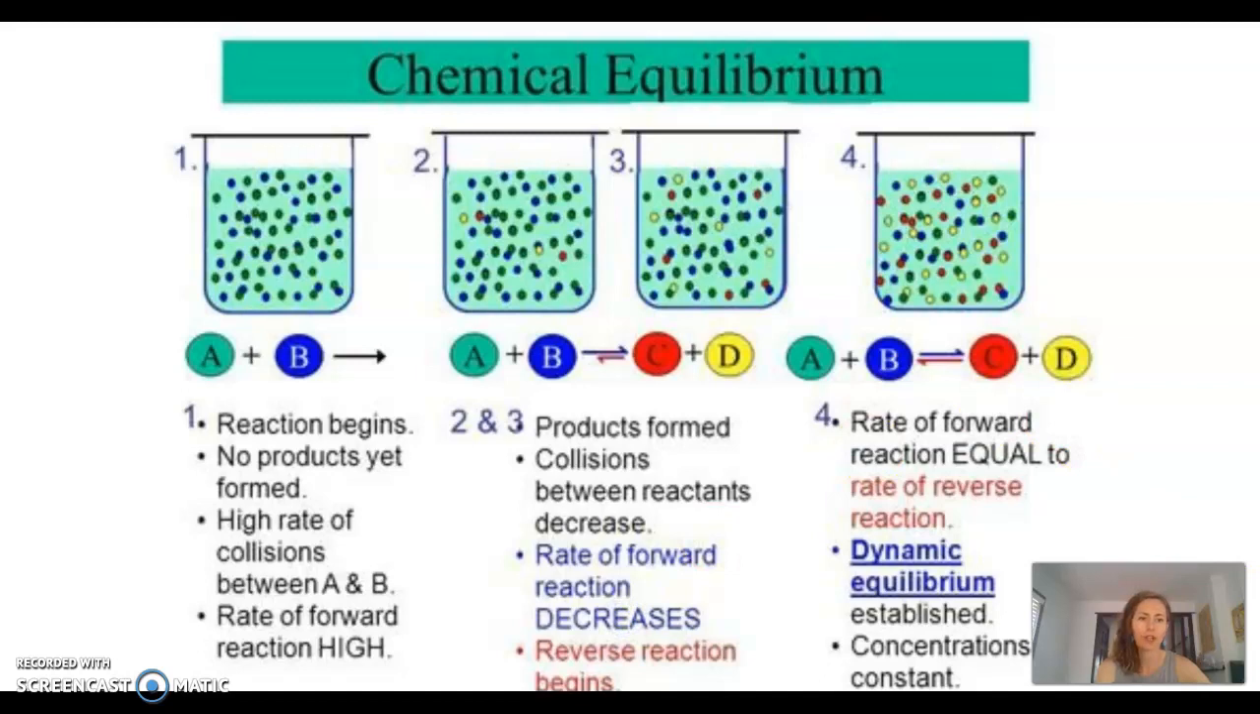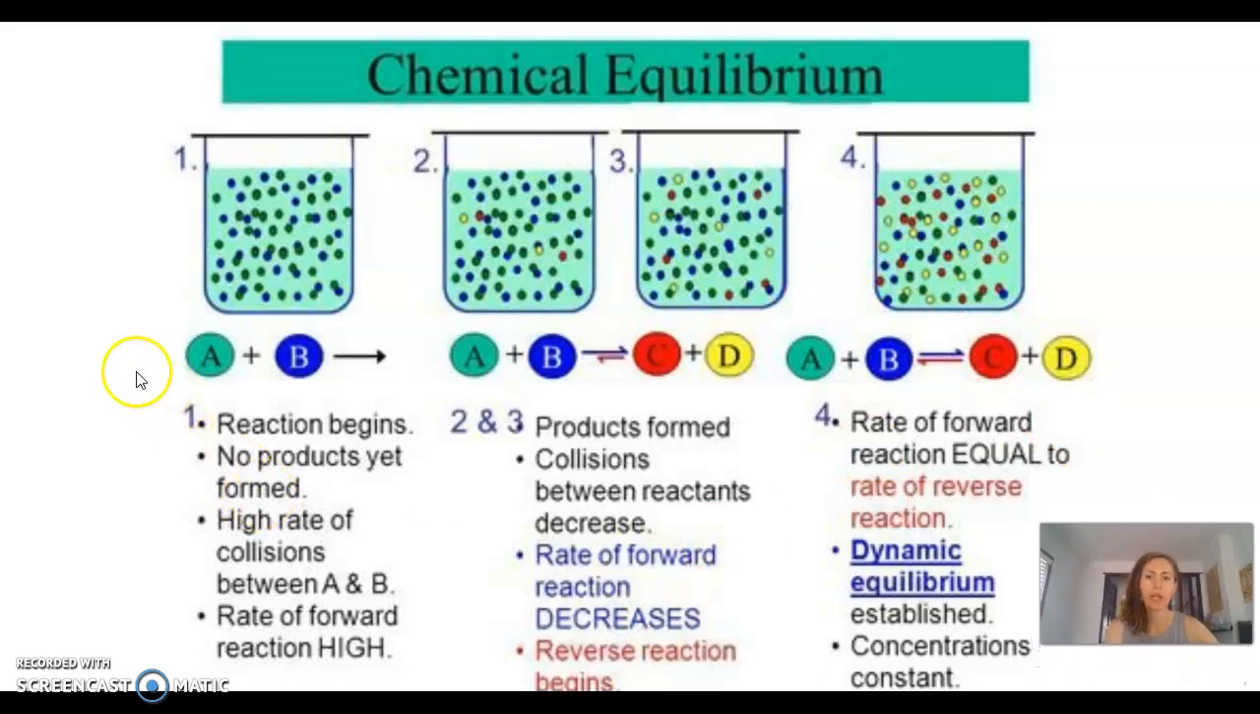So when we look at chemical reactions here, let's look at this example. We're adding A and B together. At the beginning of the reaction, no products have formed yet, and there's going to be a high rate of collisions between those A and B molecules, resulting in a high forward trend in this reaction, meaning the reactants are all colliding with each other to form products.